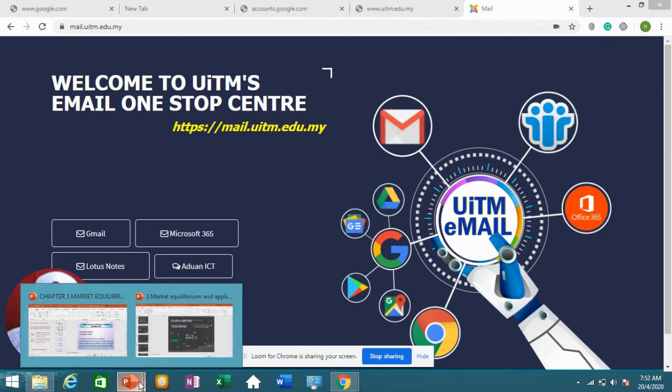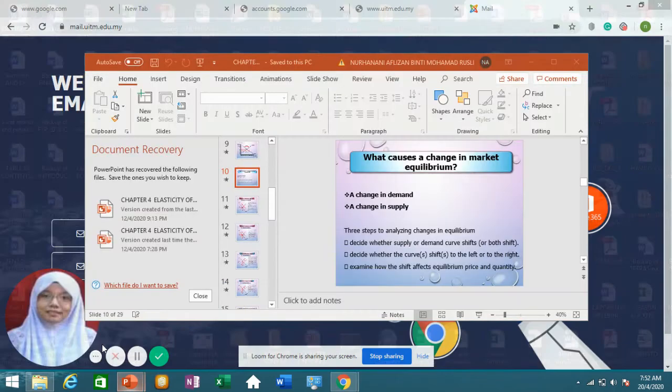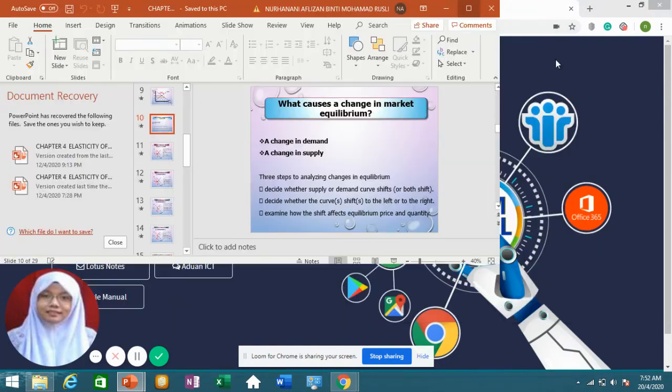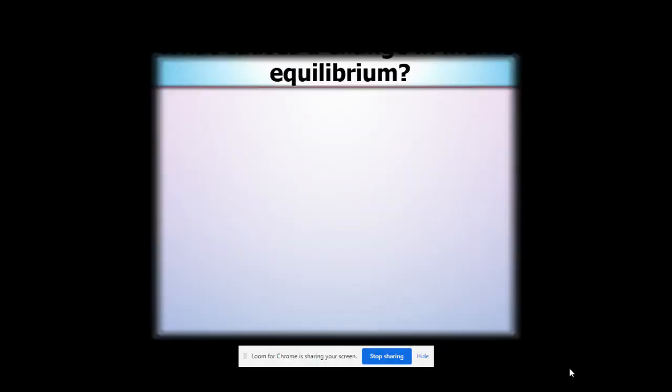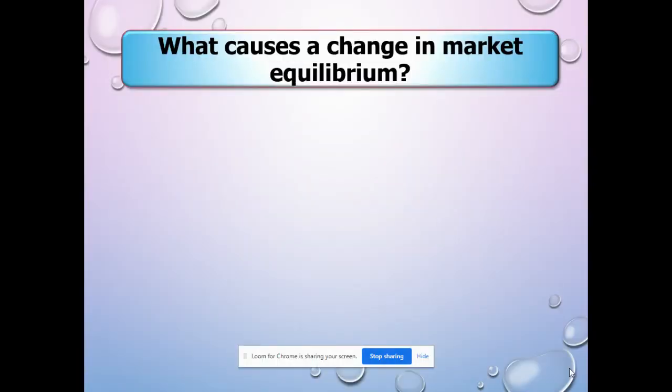So we go to the slide. The second part is what causes a change in market equilibrium. Okay, what causes a change in market equilibrium?